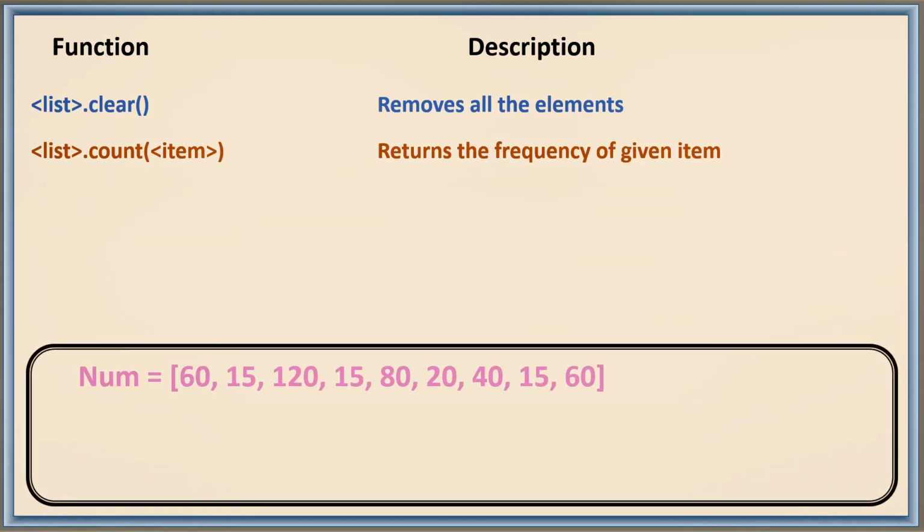For example, if we are having num is equal to these numbers stored in a list, you can notice that 15 is repeated 3 times here. So now I wanted to count. I just give num.count(15). So how many occurrences of 15 happen? It will count and get back. It is 3 now.